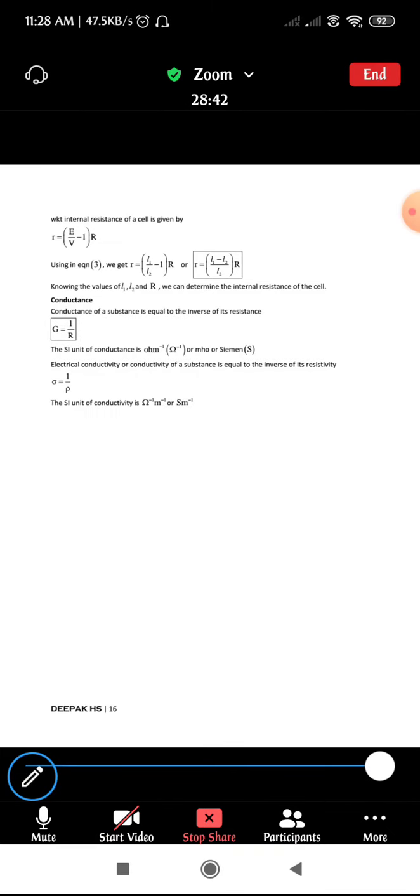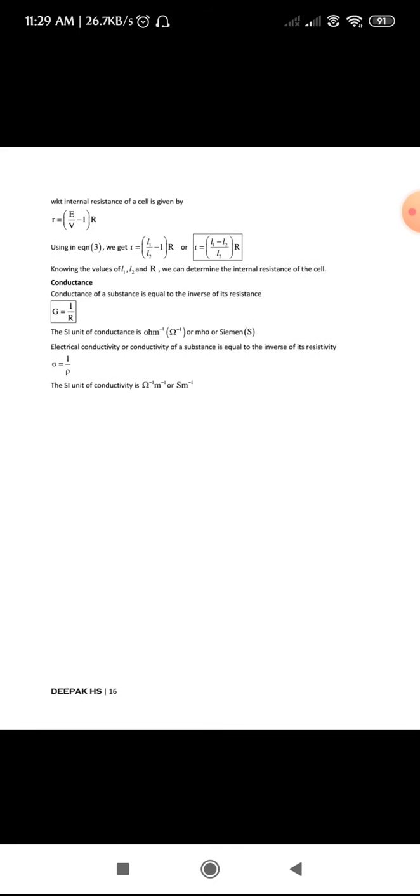Next, as we know, we have derived the equation for the internal resistance of the cell. The internal resistance of the cell is given by small r is equal to E by V minus 1 into R. Now using equation 3, let us substitute the value of E by V as L1 divided by L2 minus 1 into R. If you simplify that, you get small r is equal to L1 minus L2 divided by L2 into R. This is how we calculate the internal resistance of a cell by making use of the potentiometer.